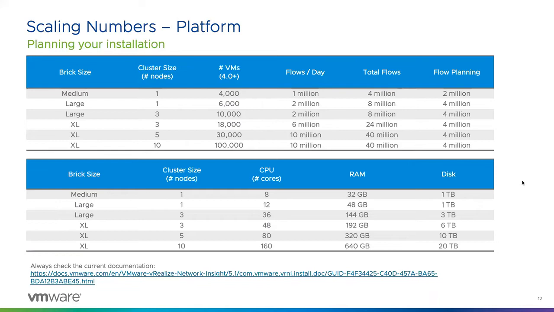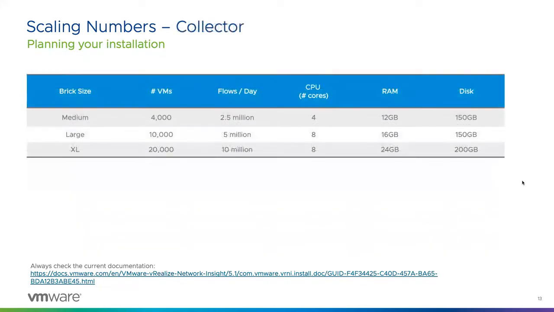So you can get a feel for how many flows and how many VMs you can do. When you look at doing an extra large brick size, you can scale up to 100,000 virtual machines. And we actually have customers that have scaled way beyond 100,000 virtual machines. But just from our base documents, you can see 100,000 virtual machines at an XL brick size on the platform. And then same thing on the collector.